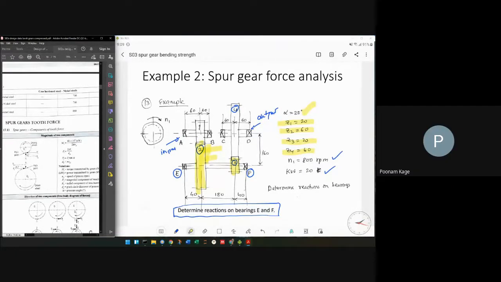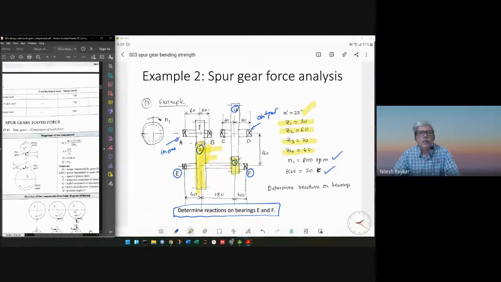Module into ZP. Module into Z, but module is not given. Module is not given here. So if you look at the diagram, there are some dimensions given.